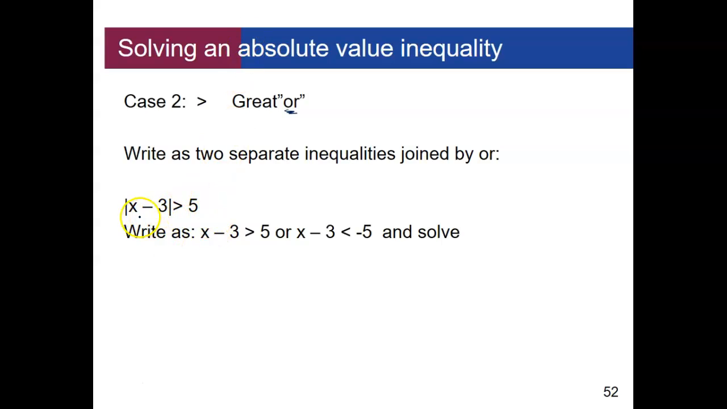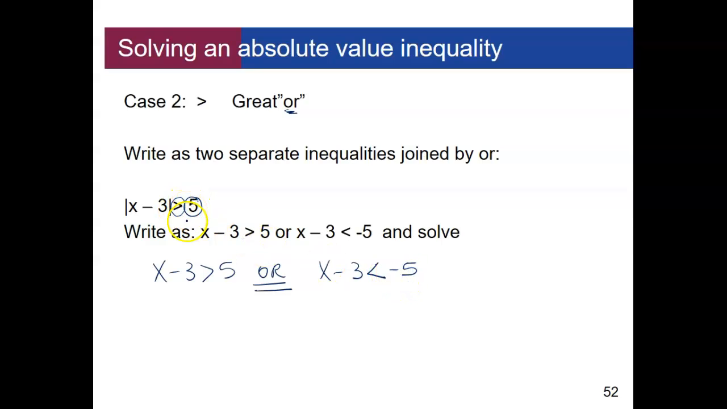So the first one you're going to do as is. So you're going to have x minus 3 is greater than 5. So just drop your absolute value signs. That's all you have to do. Then we're going to write the word or because that's important in our answer. And then we're going to do x minus 3, and we're going to change the inequality sign. So we're going to change it to a less than, and then we're going to switch this to a -5.